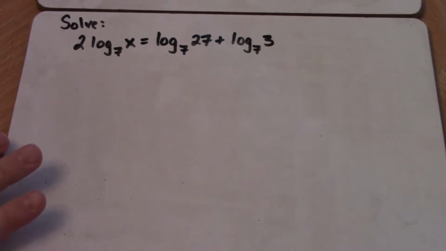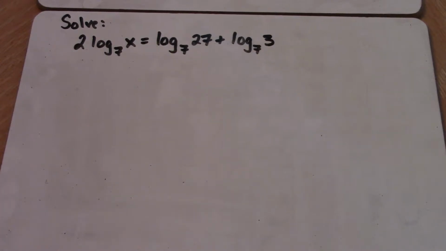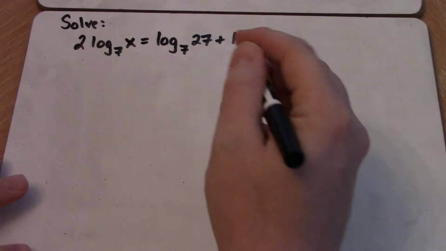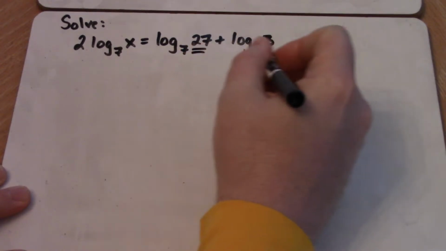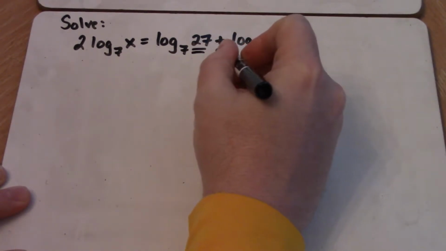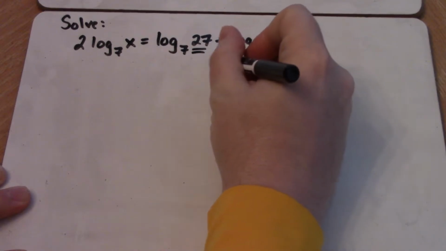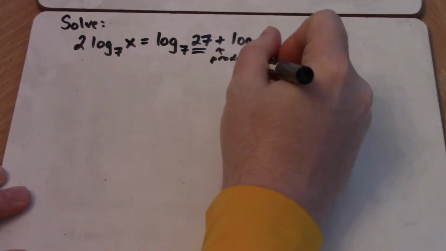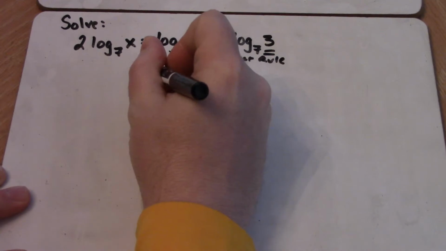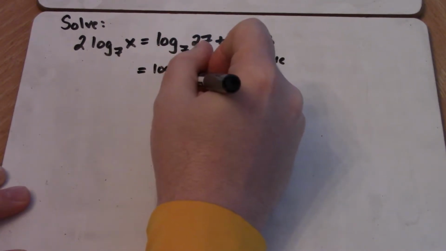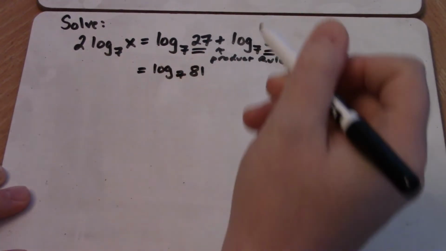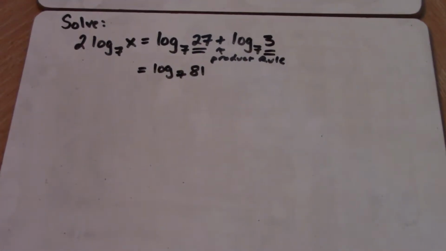We do, however, need to get it to the point where there's only one logarithm on each side. So we're going to do what we've been doing the last several videos, and that is combine each side down to a single logarithm. So on the right side, we are going to multiply 27 and 3 because of the addition symbol here. That tells us to use our product rule. So on the right side, we would have log base 7 of 27 times 3, which is 81.